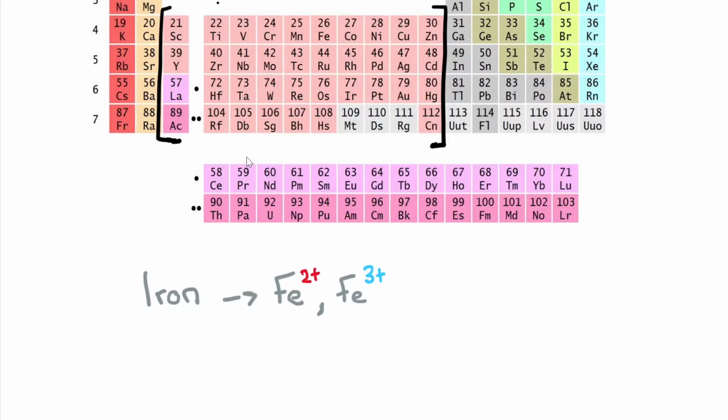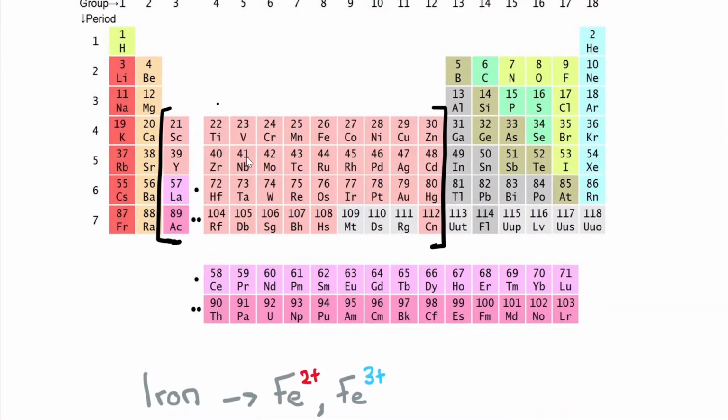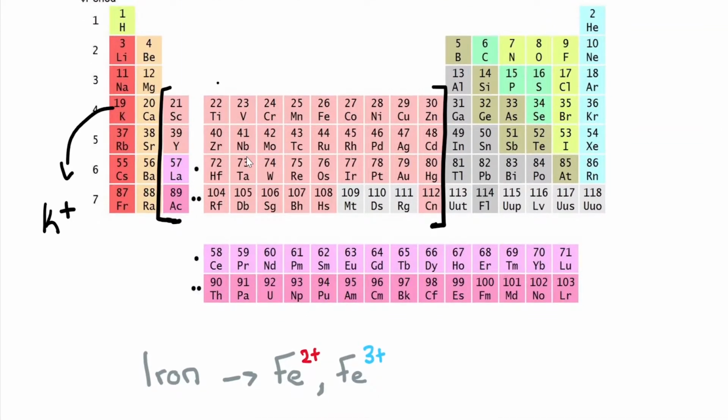This is different from the other metals, like the ones on the left-hand side over here. For example, potassium only has a K+1 charge. It cannot have any other ion, but transition metals, due to their unique electron configuration and their d subshell, are allowed to have multiple ion charges.